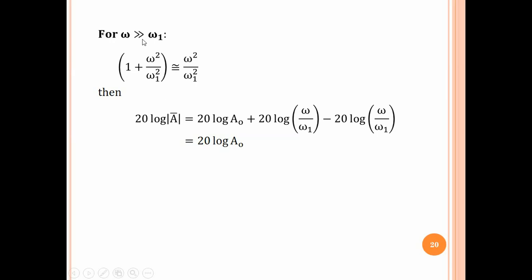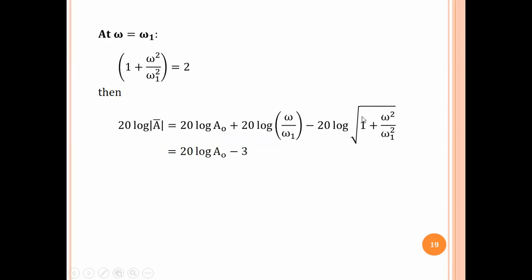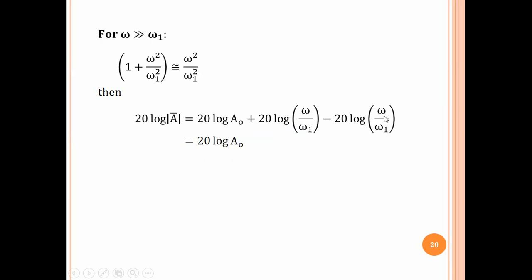At high frequencies, we can ignore the 1. So we get omega squared by omega 1 squared. And so the last term, let's go back, the last term is this, and that becomes simply minus 20 log omega by omega 1. This and this cancel, and so we get the gain as 20 log A0. So at high frequencies, the gain becomes a constant. At low frequencies, the gain is increasing, and then it becomes a constant.